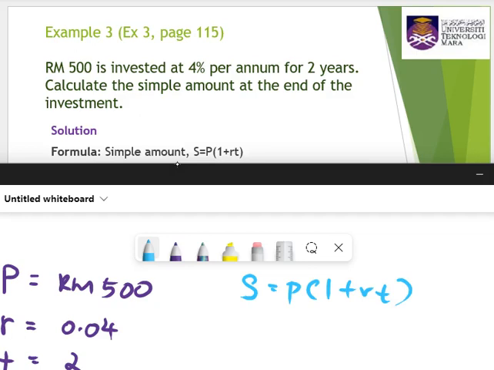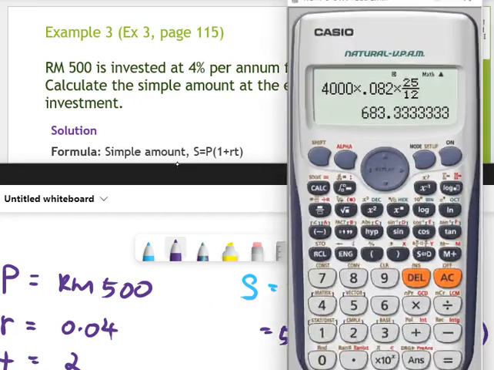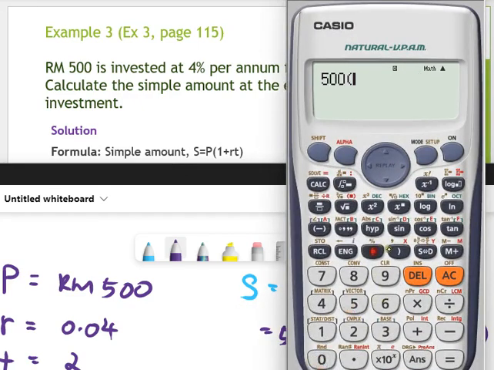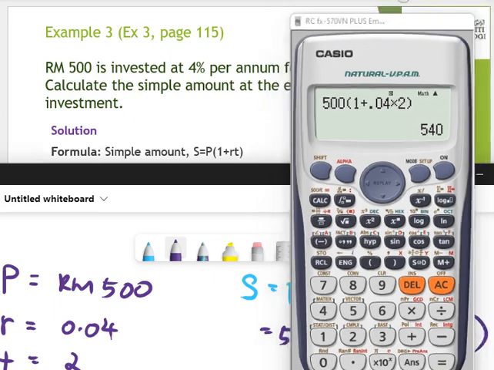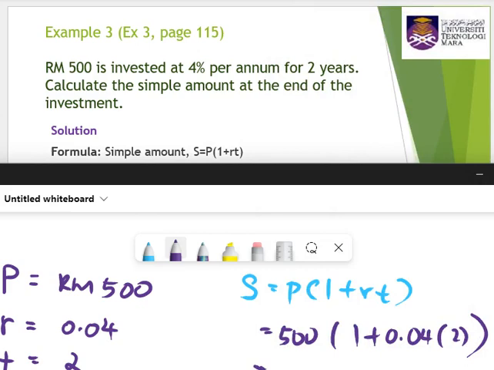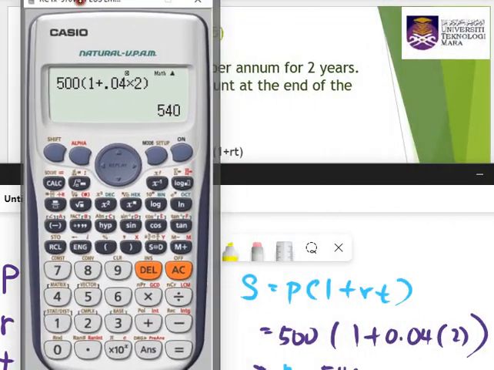S equal to P in bracket 1 plus or add up with RT. So substitute into the formula respectively. So 500, 1 add up with R, 0.04 multiply with 2. So get in your calculator. 500 in bracket 1 add up with 0.04 multiply with 2. So end up you have 540. So do remember to have the unit before you have your last answer, that is RM 540.